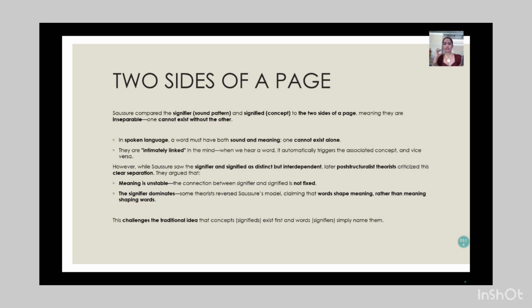However, while Saussure saw the signifier and signified as distinct but interdependent, later post-structuralist theories criticized this clear separation. They argue that meaning is unstable. The connection between signifier and signified is not fixed. In other cases, the signifier dominates. Some theorists reversed Saussure's model, claiming that words shape meaning rather than meaning shaping words. This challenges the traditional idea that the concept, which is the signified, exists first, and words, the signifiers, simply name them.